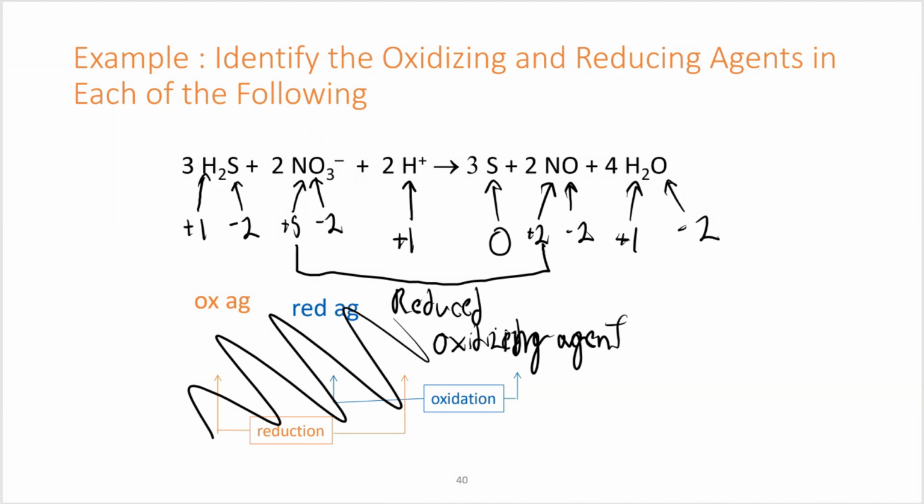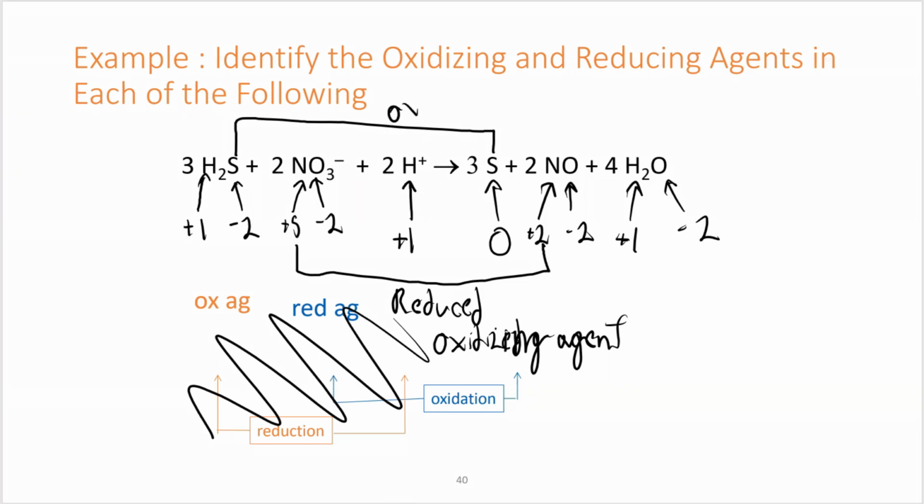We can look at the definitions of reduction and see them in action here. NO3 minus becomes NO. It loses oxygens. That's another key for reduction. It doesn't gain hydrogens, but it gains electrons and the number decreases. So that's usually indicative of reduction. And then the other element that is changed? Good, sulfur. So sulfur goes from -2 to 0.